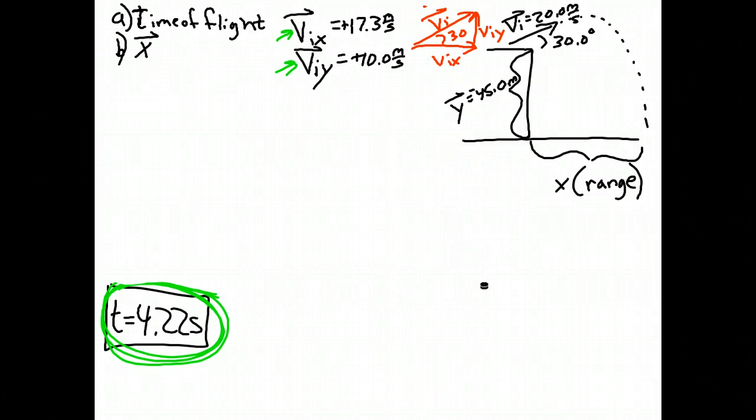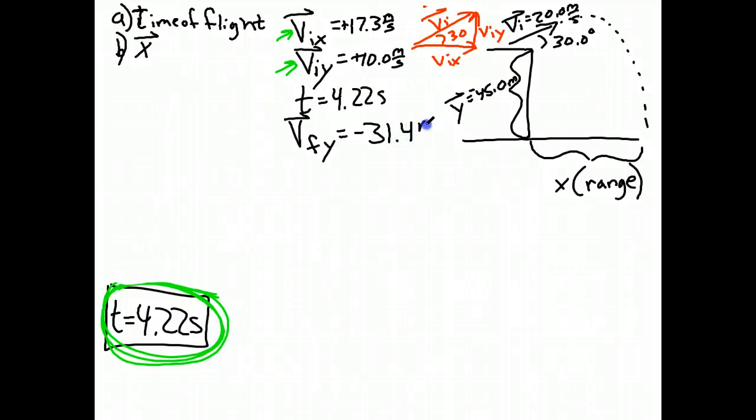So I'm going to add here to my initial velocities the things that I've solved for. I have a time of 4.22 seconds, and I have a VFY equaling negative 31.4 meters per second.